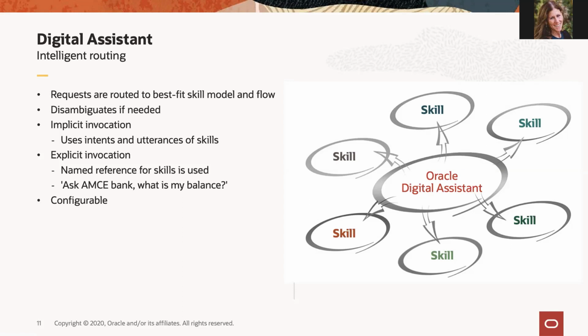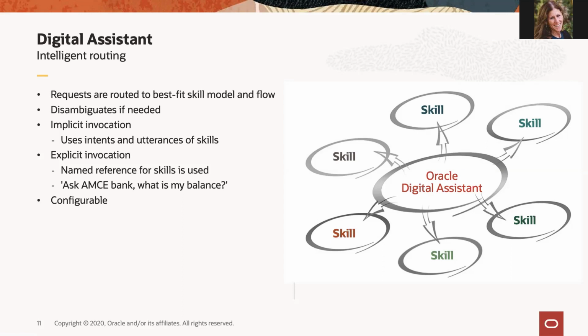There's also another way to invoke, which is called explicit invocation. So if the user knows, okay, I'm really asking about an HR question, I'm going to be very explicit and basically say "ask blah," and you can directly name the reference for the skill and then also explicitly utter that. I mean, it's not very common for a user to actually do an explicit invocation.